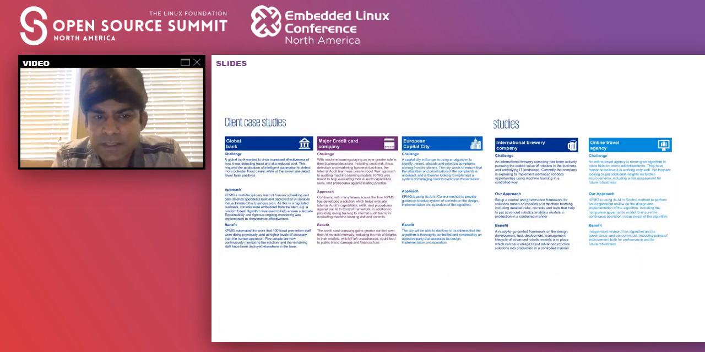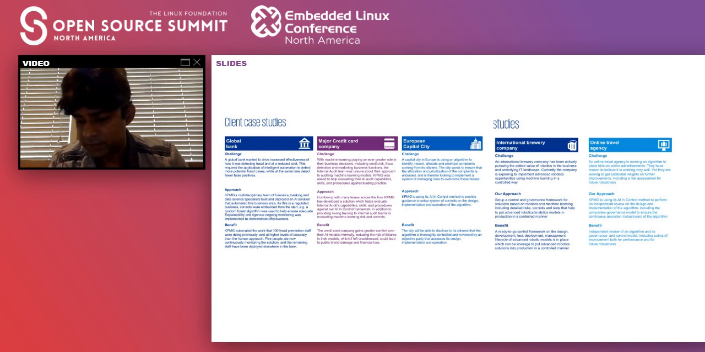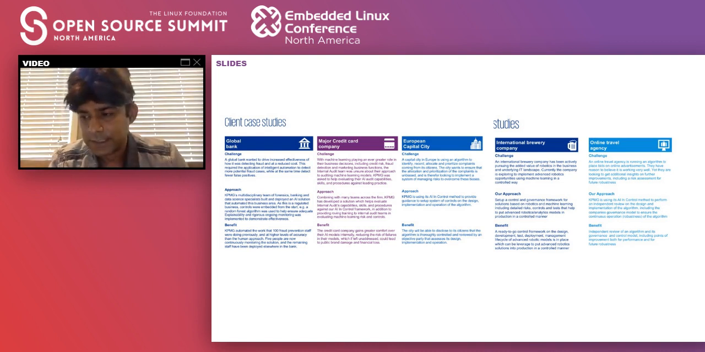Now, some of the use cases they have been seeing are spread across industries, as I was mentioning: banks, credit card companies, and, for example, Amsterdam in the Netherlands is one of the cities they are working with to ensure that the complaint system, which is open for the residents of that particular city, is not biased in terms of addressing complaints or prioritizing them.